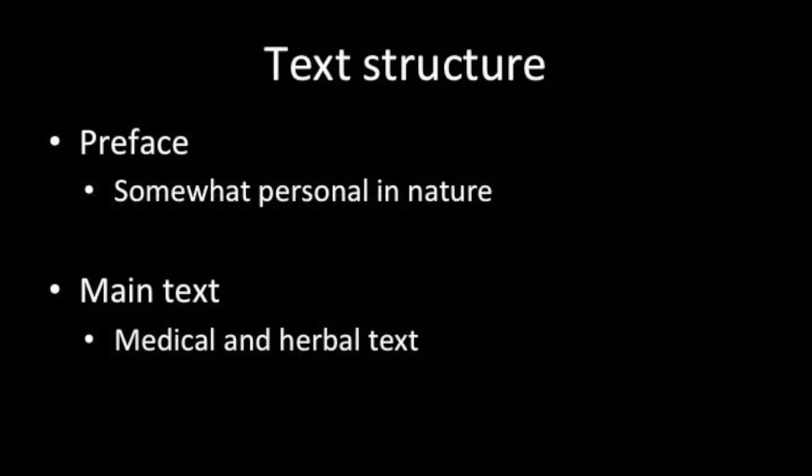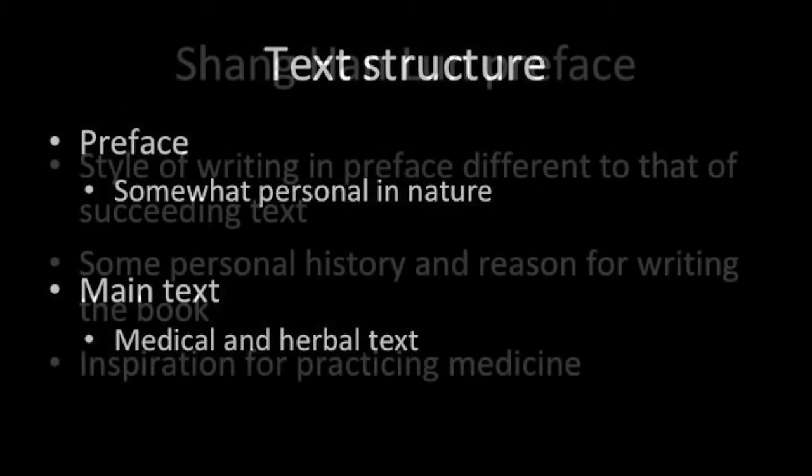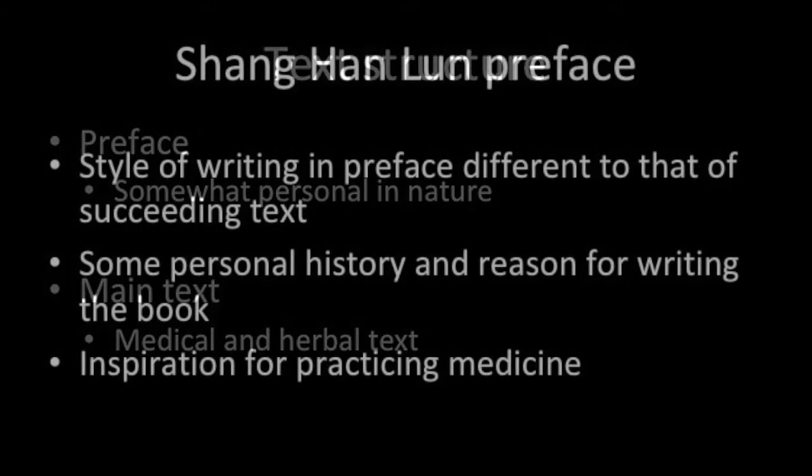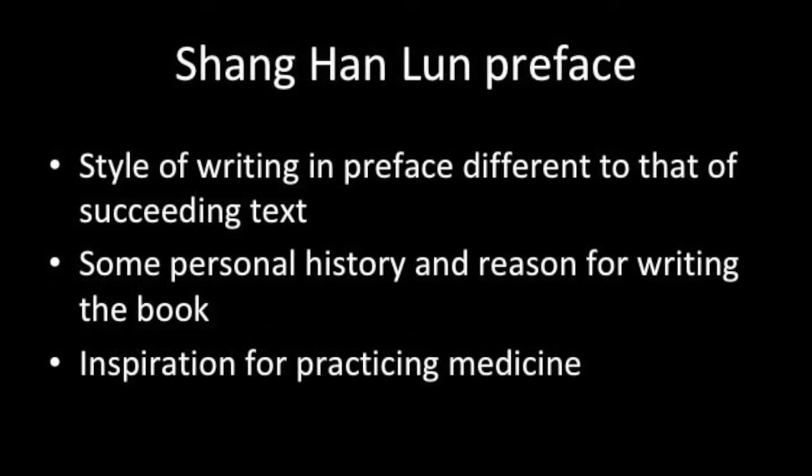The book consists of a preface followed by the main body, which consists of medical and herbal text. The content and style of writing of the preface are completely different to that of the main text, which leads many critics to think that it was not written by Zhang Zhong Jing himself. The preface expresses regret for the way medicine is practiced in his time, and offers some biographical details of the master, explaining that he chose to study medicine because of the death of many members of his family. The idealistic nature of the text of the preface is reminiscent of the Hippocratic Oath.